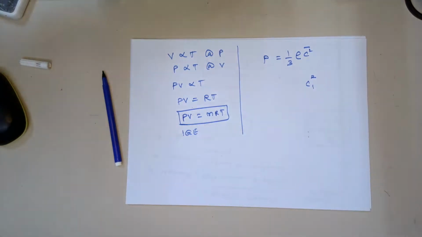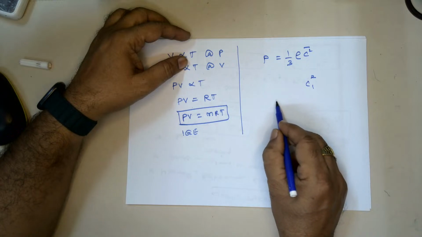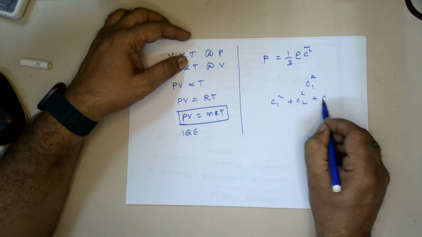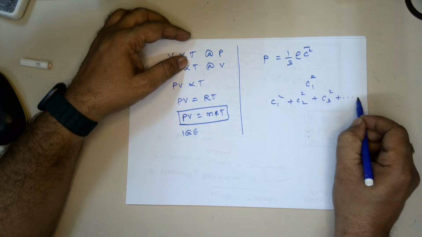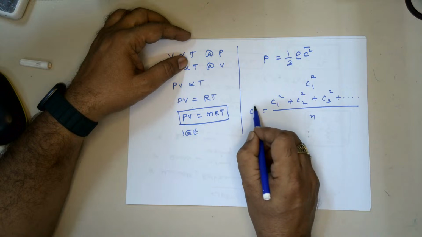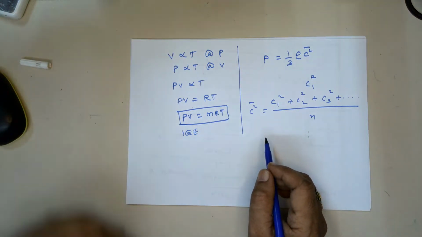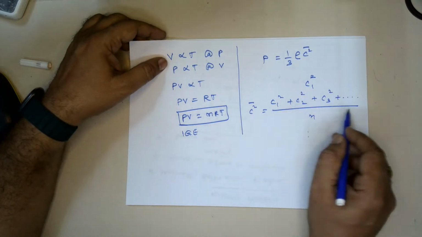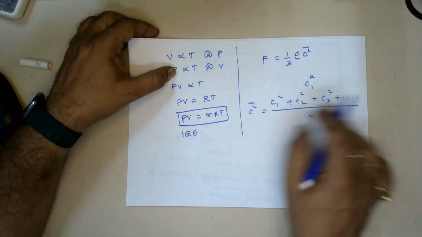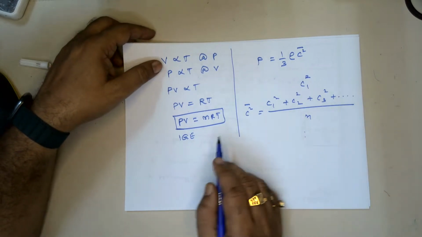Let us consider the mean square velocity. What do you understand from this? C1 squared plus C2 squared plus C3 squared plus etc. divided by n number of molecules. So this can be represented as C squared bar, right? That is why we represent this as the mean square velocity of the gaseous molecules.